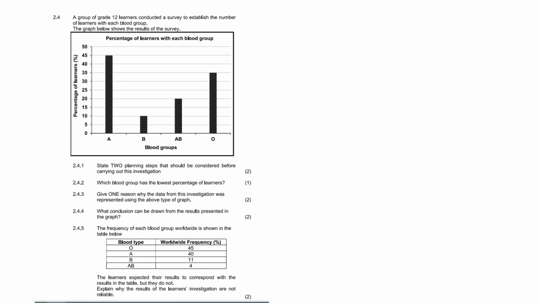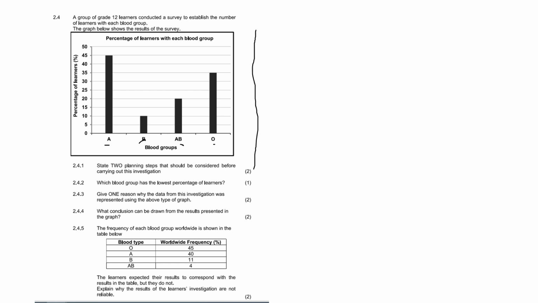2.4 Now, we've got a group of grade 12 learners who are doing a survey to establish the number of learners with each blood group. We've got a high number with blood group A, a small number B, and then AB, then O. So most of them have blood group A. Number 2.4.1: state 2 planning steps that should be considered before carrying out the investigation.